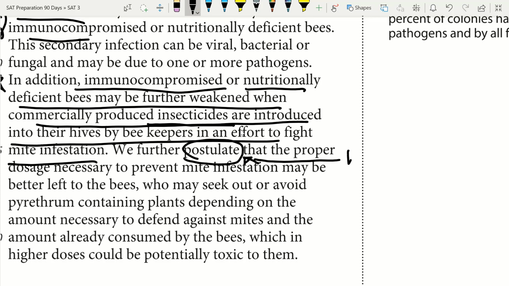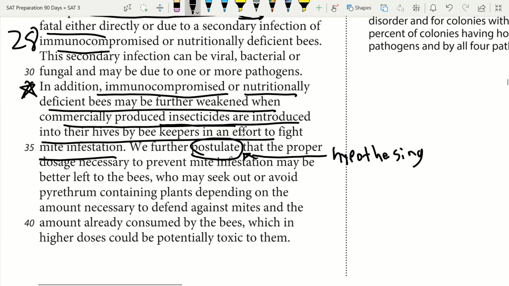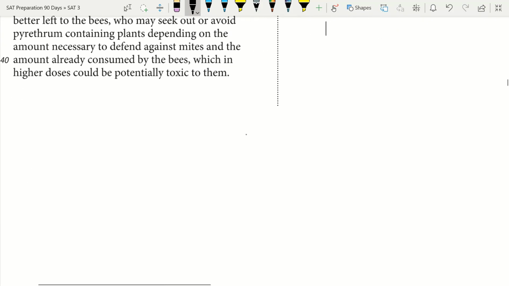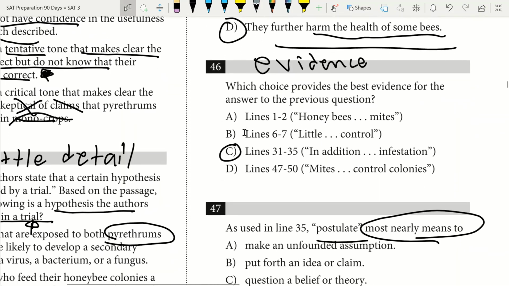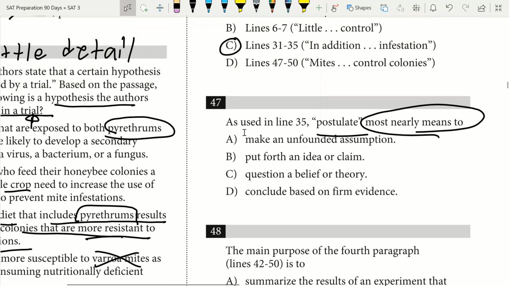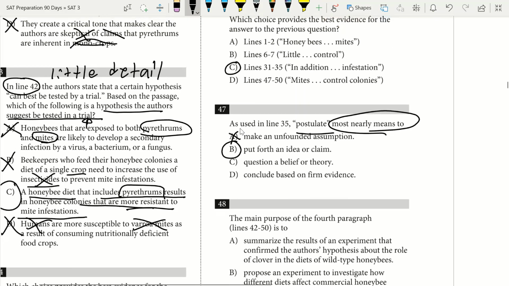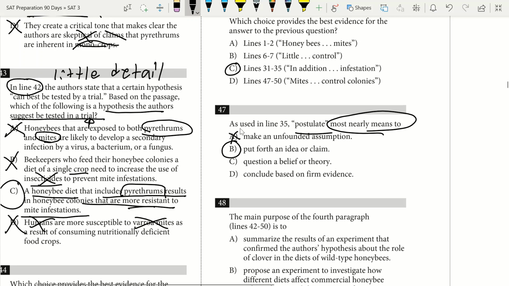So I would say hypothesizing would be good there, or putting forth an idea, putting forth a claim, making a claim. All right, so making a claim, hypothesizing, or putting forth an idea would be great options there. We don't have hypothesizing. We have A, make an unfounded assumption. No. B, put forth an idea or claim. Yes, right? I said make a claim, put forth an idea. We see that is there. That'll be our answer there. So 47 is going to be B.